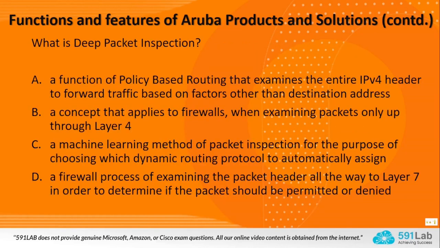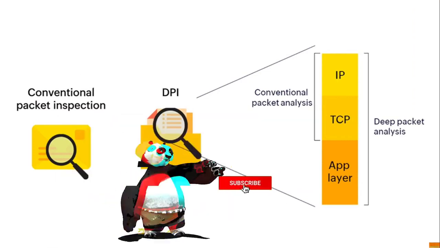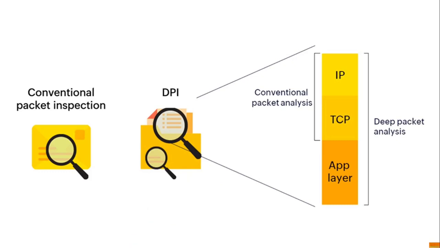What is deep packet inspection? So let's look at this diagram. This shows the fundamentals of deep packet inspection. Now in conventional packet inspection, it will inspect only layer 3 and layer 4. So it will not check the application layer in conventional packet inspection. Now with deep packet inspection, you can see on this screen, it will check up to the application layer also. So that is the main difference in DPI. So let's go back to the question and answers.